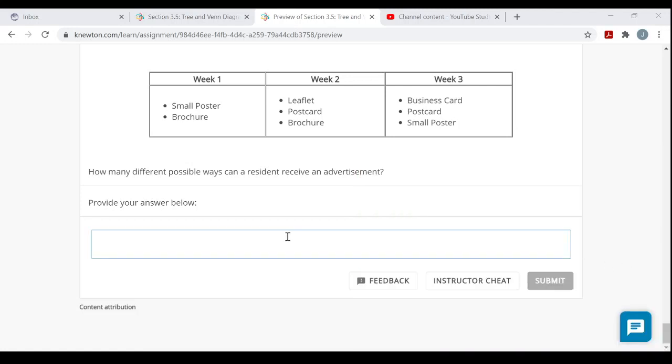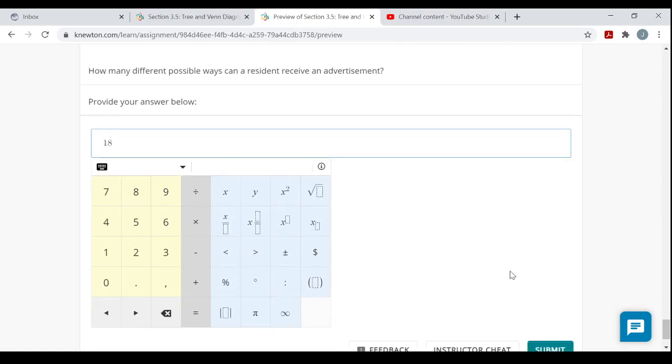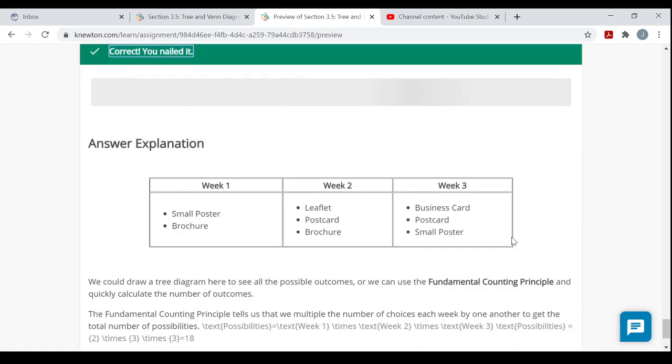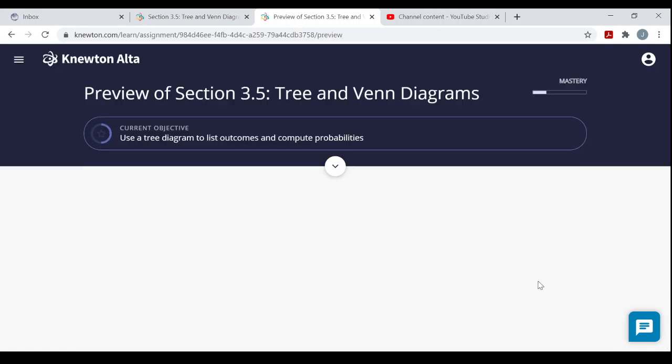So again, you didn't need to make the tree. Please, don't waste your time making the tree. Now, if they ask for a probability question, maybe the tree will come in handy.